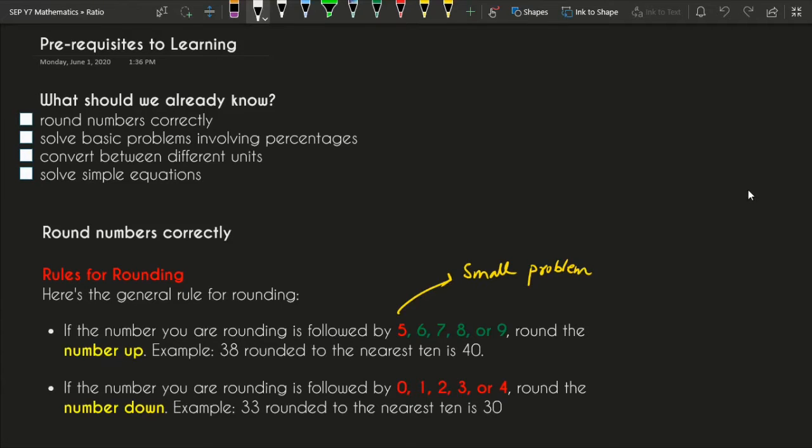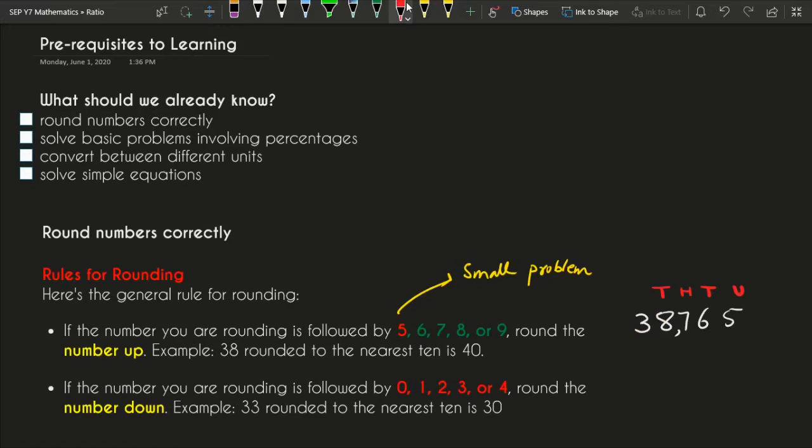Before we begin, we should know how to round numbers correctly, solve basic problems involving percentages, convert between different units, and solve simple equations. If the number you are rounding is followed by 5, 6, 7, 8, or 9, round the number up. If it is otherwise, round the number down. Under some systems, the digit 5 in this regard is treated differently. We shall discuss that later.